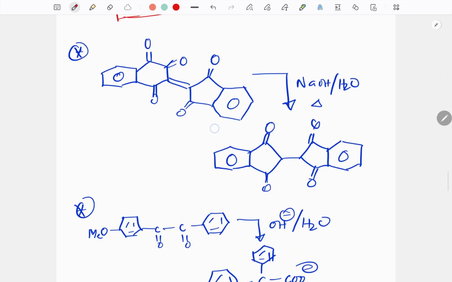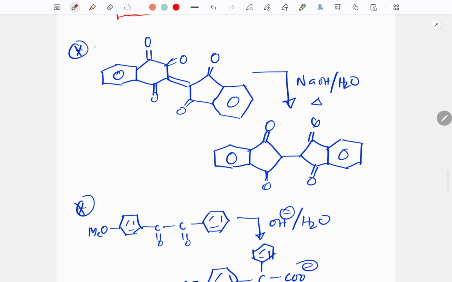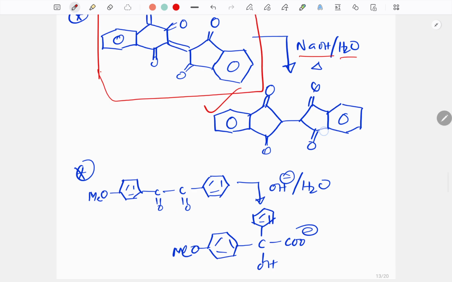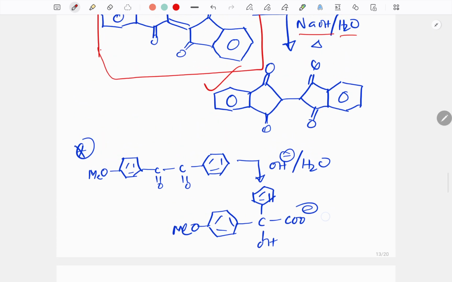In the next reaction, if you take this big molecule and add sodium hydroxide and water under heating conditions, it will give you this product. In the last reaction, if you take a substituted ortho-methoxyphenyl group and add OH minus in water, again it will give you this kind of product.